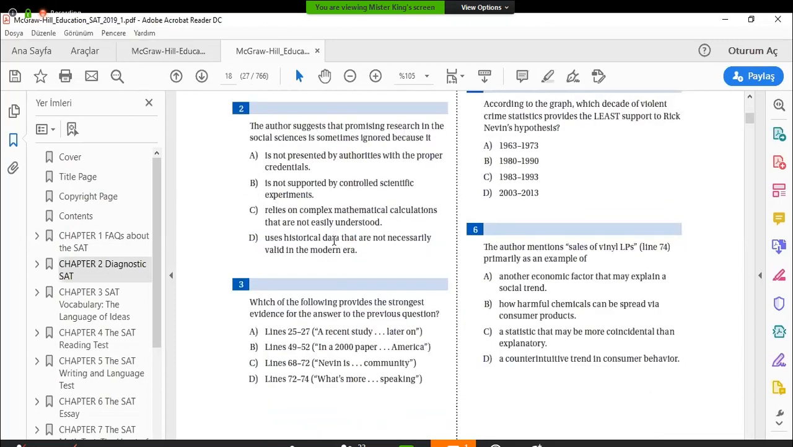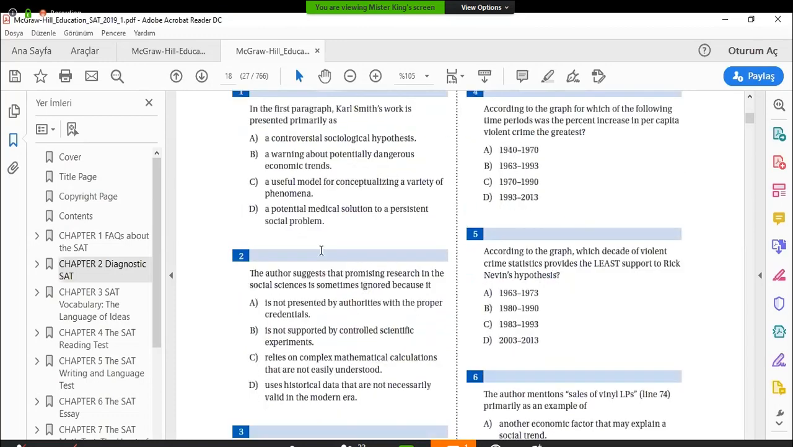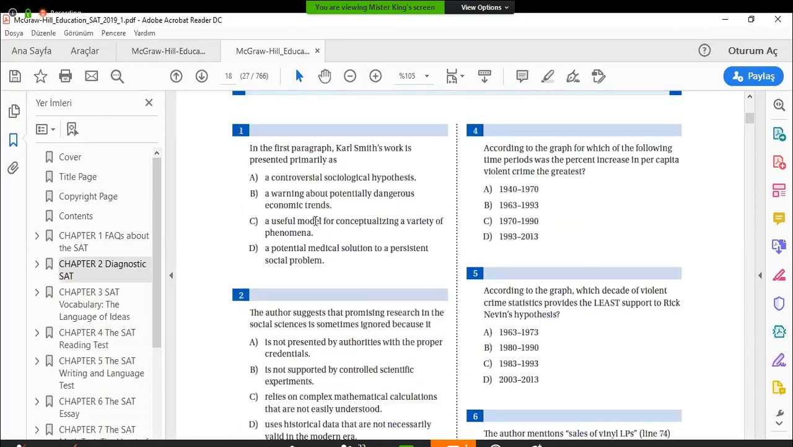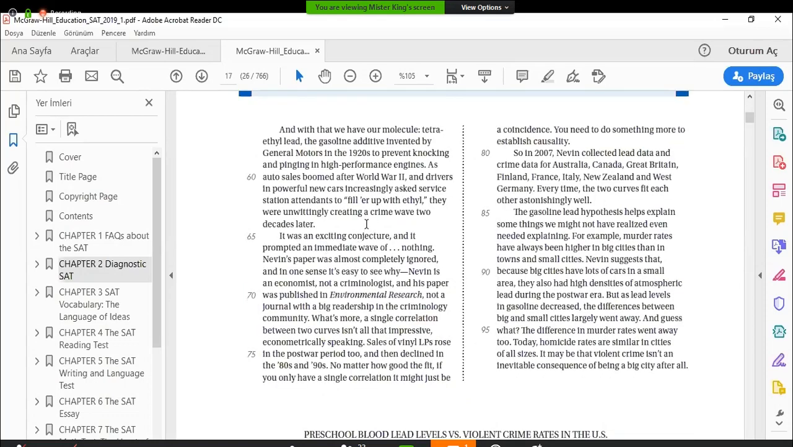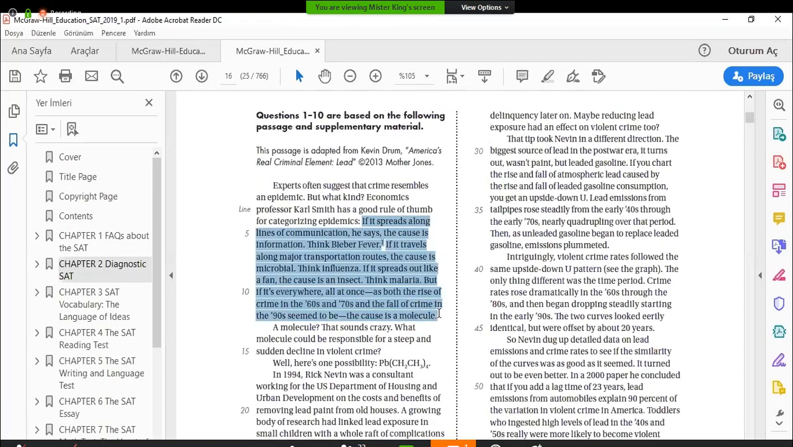So, questions 2 and 3. Number 3 is a command of evidence question, and the answer is, as you said, lines 68 to 72, I think, right? So question number 3, command of evidence question, answer C. Any question, any comment so far? I'm waiting for your comments.